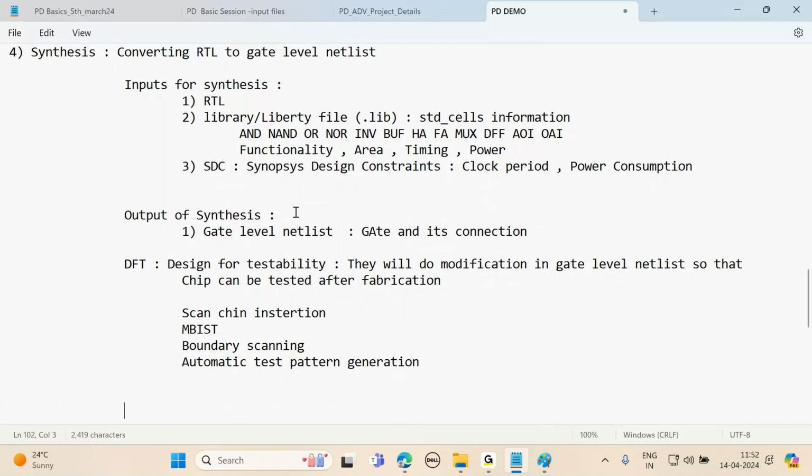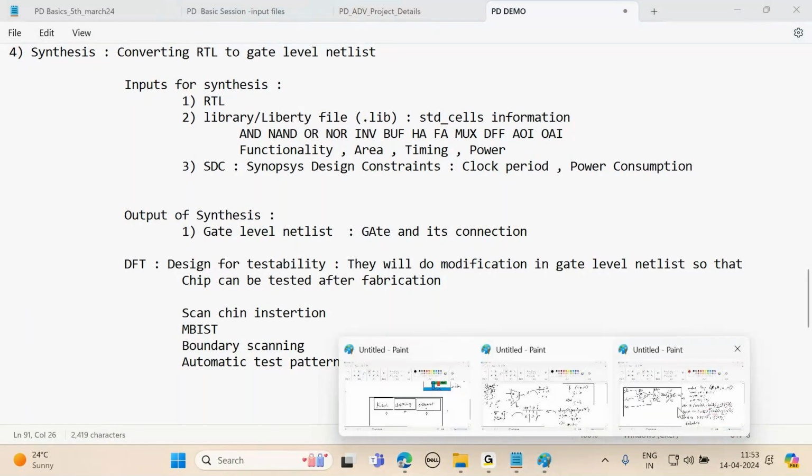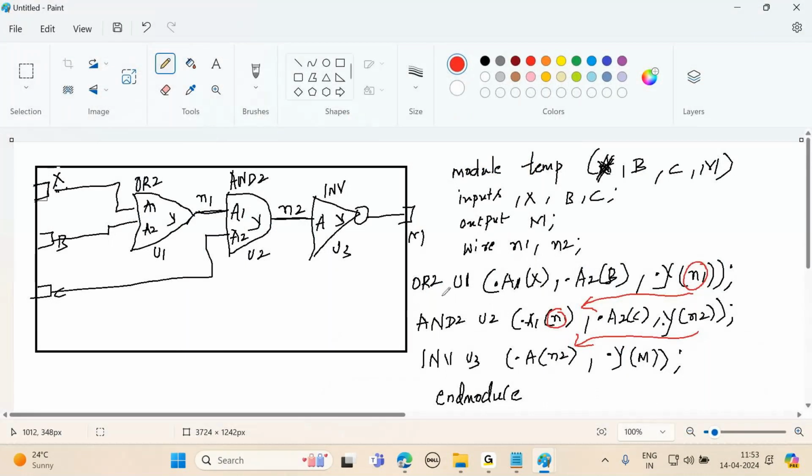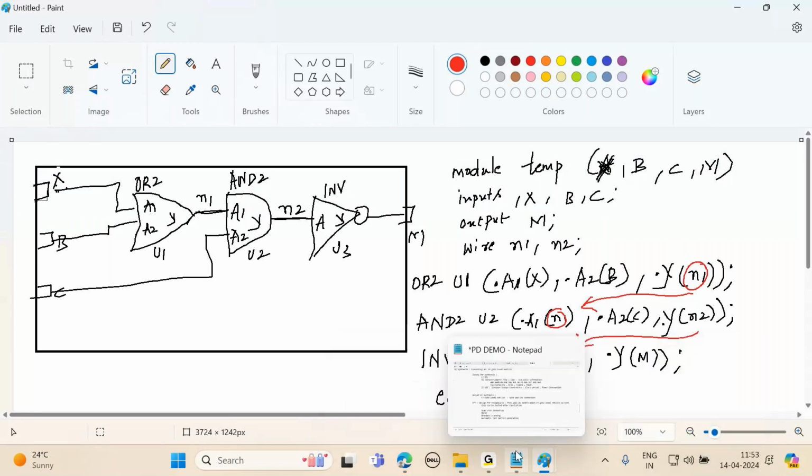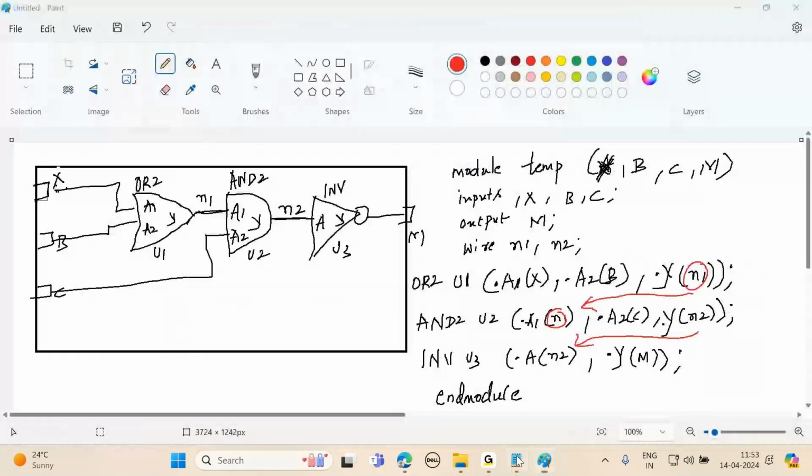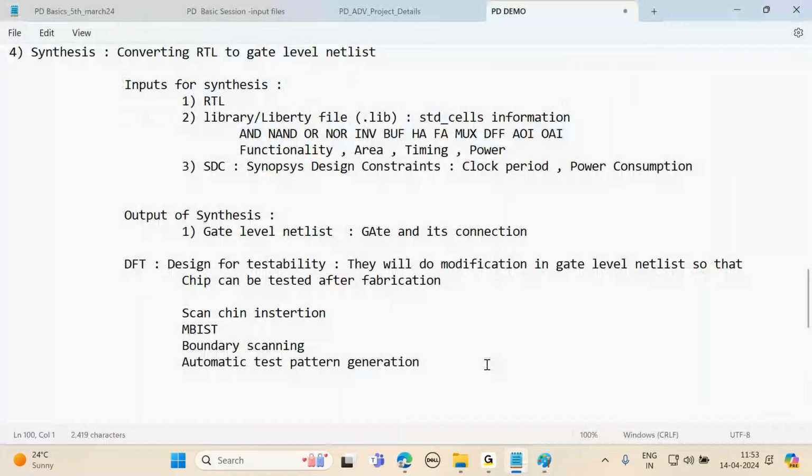After modifying some part of the gate level netlist without affecting functionality, they will give this gate level netlist to what? The physical design team. In the gate level netlist, the design is present in gate level form. Your foundry cannot understand this gate level form. So you have to convert this into layout form. That is the role of physical design engineers. So the next step, the fourth important step, is physical design.